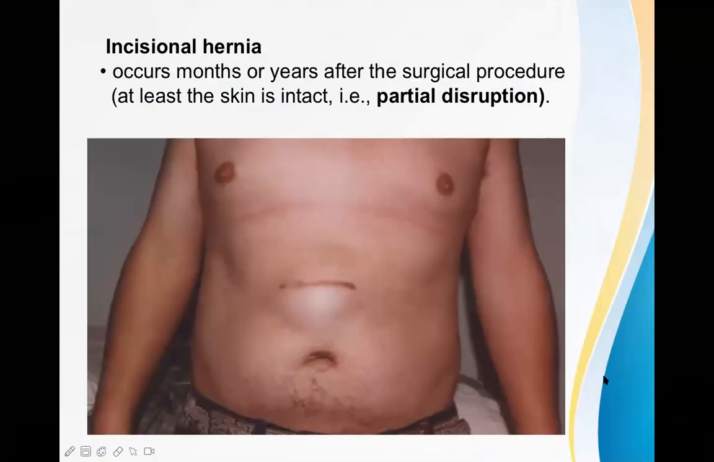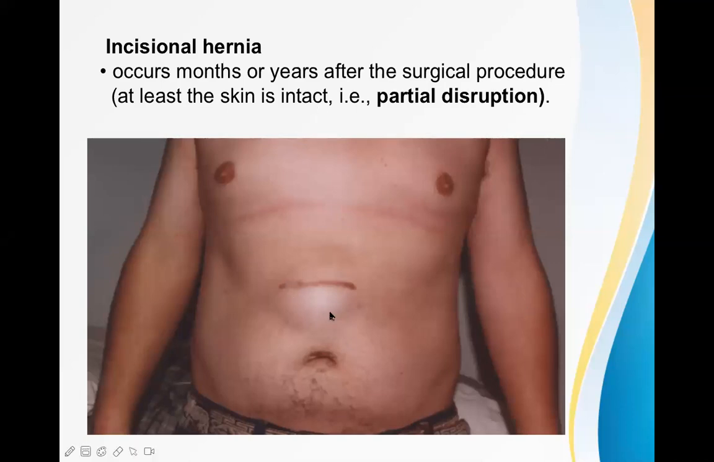Let's move on. Now, on the other hand, what do we mean by incisional hernia? Incisional hernia occurs months or years after the surgical procedure. In this condition, the skin is intact, but the underlying tissue is probably dehiscent. Now, what is that underlying tissue here? Maybe fascia, maybe muscle. They are weak. They are not properly sutured right after the closure of the wound, and over a period of time, the herniation has occurred.